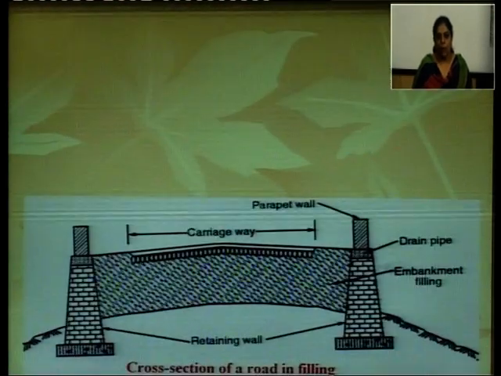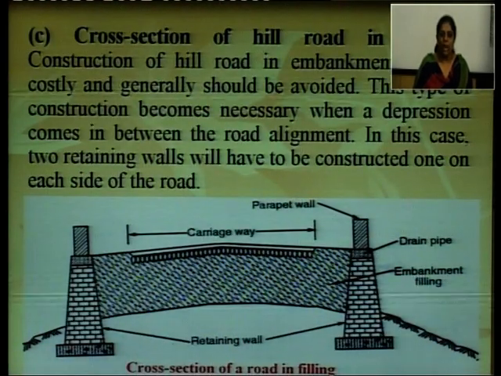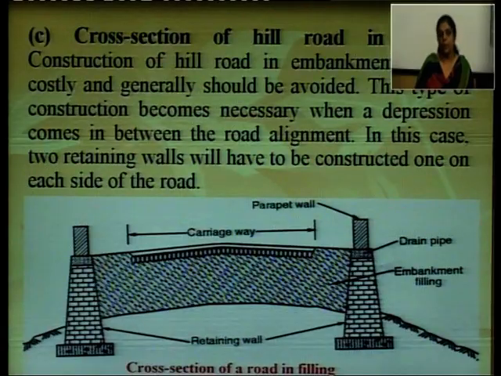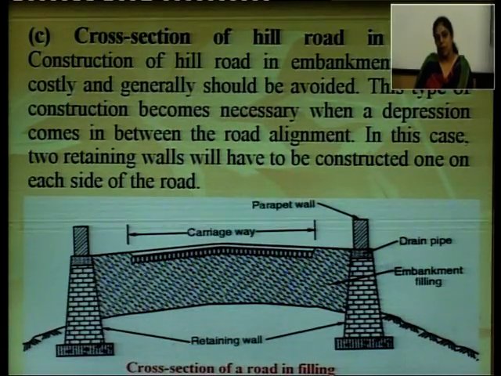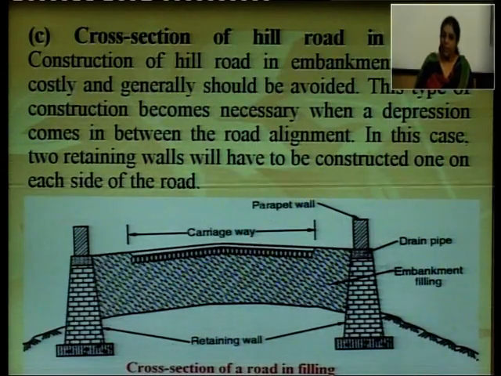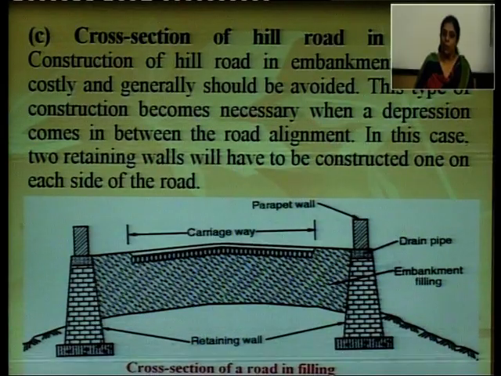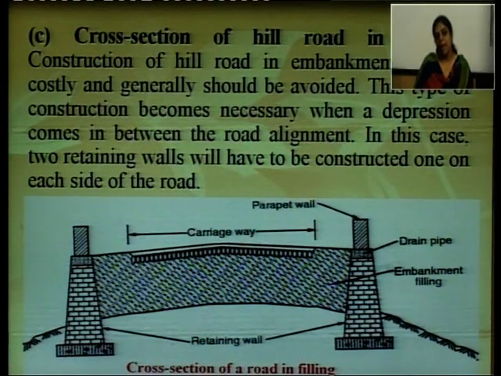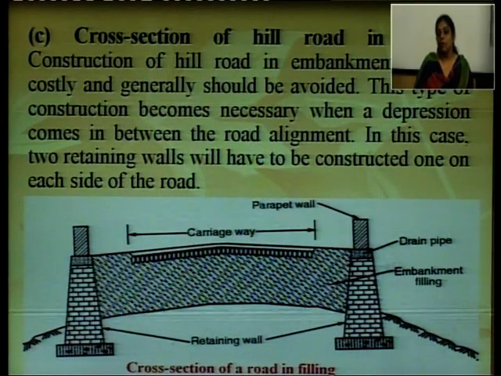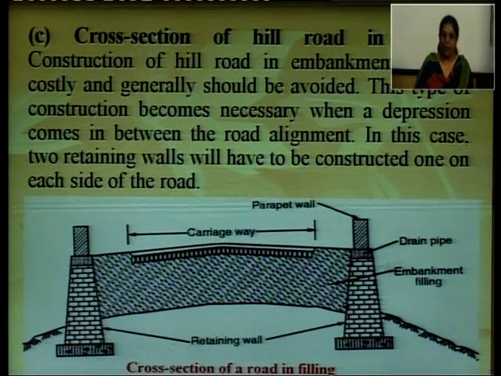So, now we come to the third type of cross section of hill road, that is cross section of hill road in filling. So, students, we have talked about a cross section of the hill road in cutting, then we talked about the cross section of hill road partly in cutting and partly in filling, and now we talk about the cross section of hill road which is completely in filling.